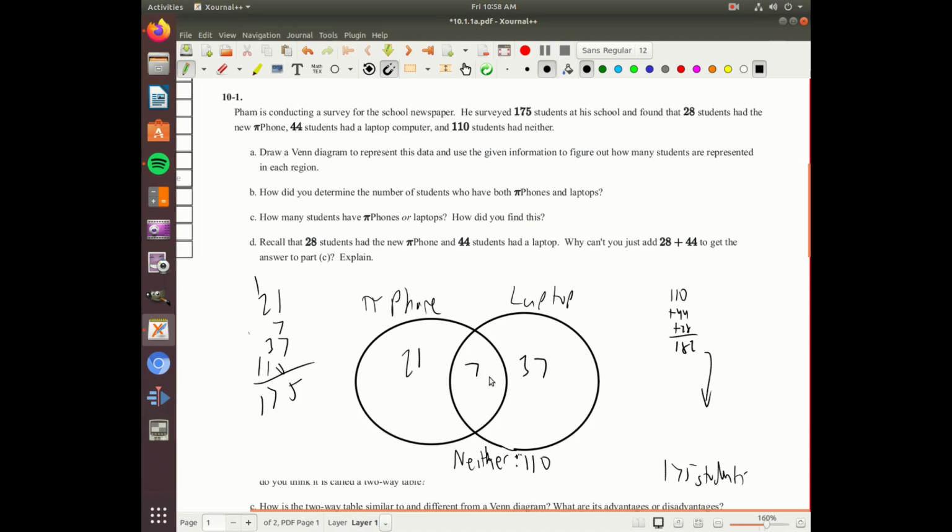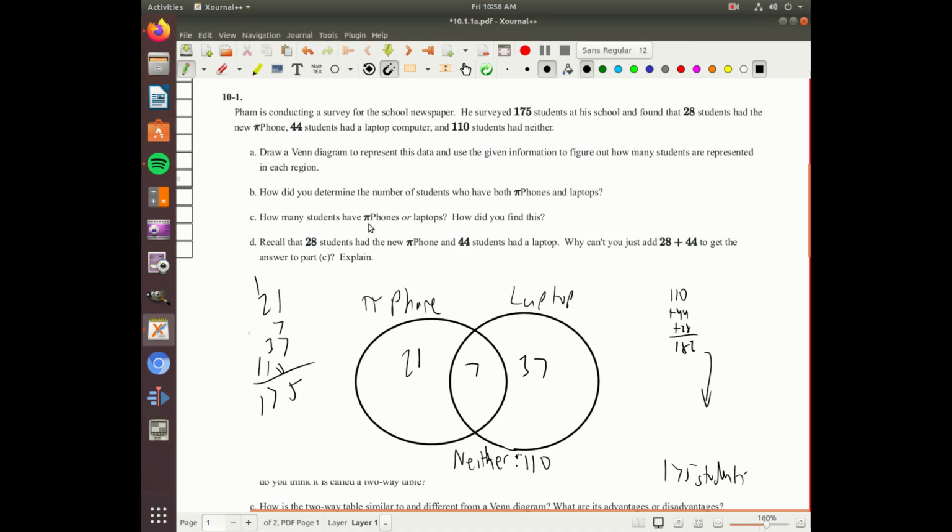Again, that overlap is what's important there. So how did you determine the number of students that have both the PiPhone and the laptop? Well, like I said, it just kind of ended up having 7 extra students, so it made sense that 7 would have both to get us to the number that we wanted.